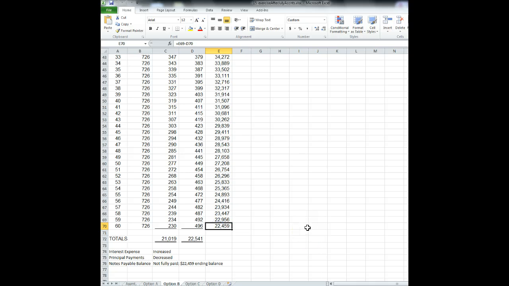You're going to see that you still have principal to pay off on this loan. So the interest expense actually went up. Principal payments went down because of the total payment, fewer dollars are being applied to principal. So more dollars are being applied to interest, so fewer dollars are being applied to principal, so we're going to have an ending balance.